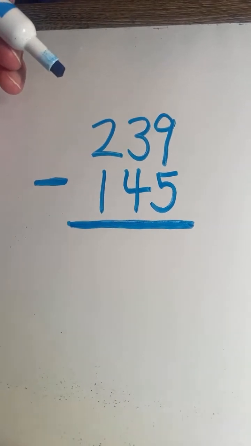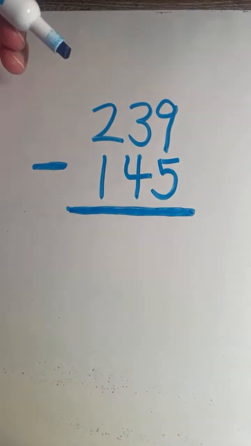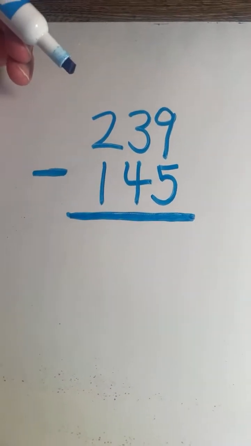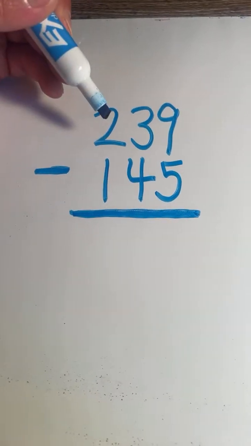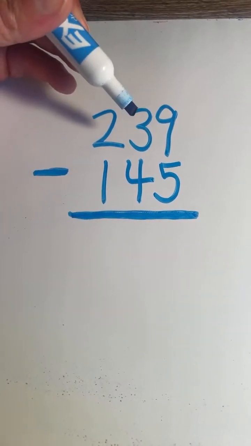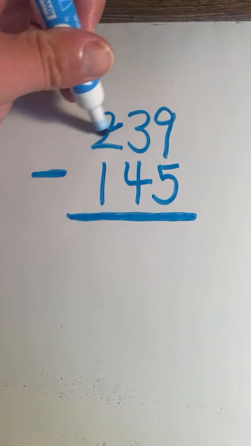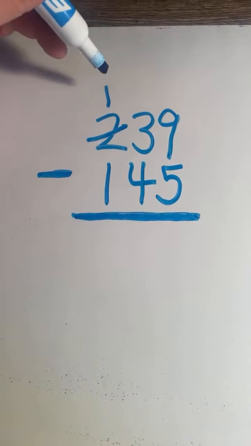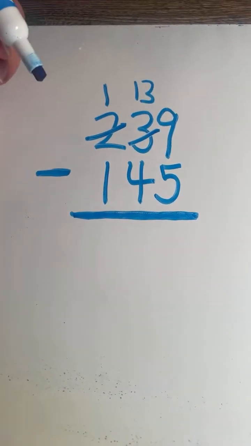All right. 239 minus 145. So again, we have to regroup before we do any subtraction. We're good in the hundreds place. It's the tens place again. You can't start with 3 and take away 4. So we're going to regroup. That 2 is going to become a 1. That 3 becomes a 13. We're good in the ones place.